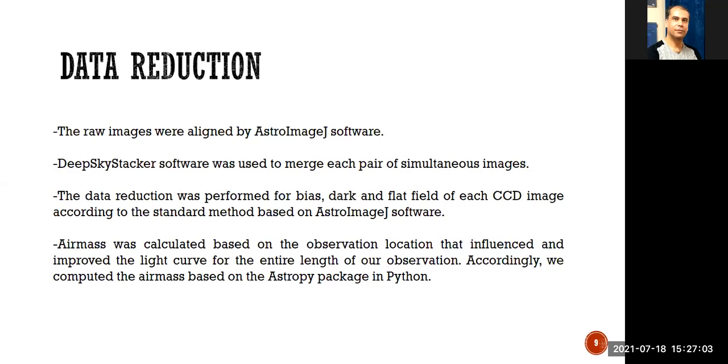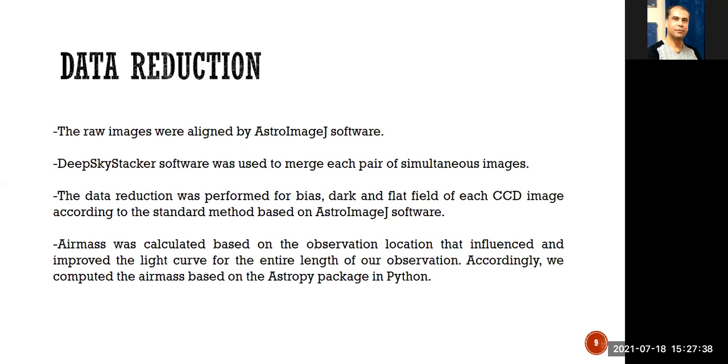The raw images were aligned by AstroImageJ software, AIJ. It is very professional software, especially used for exoplanets. DeepSkyStacker software was used to merge each pair of images. The data reduction was performed for bias, dark and flat field of each CCD image according to the standard method based on the AstroImageJ software.